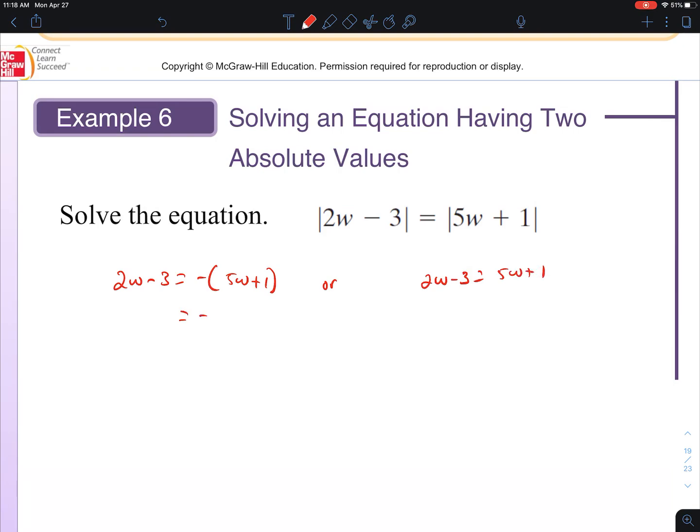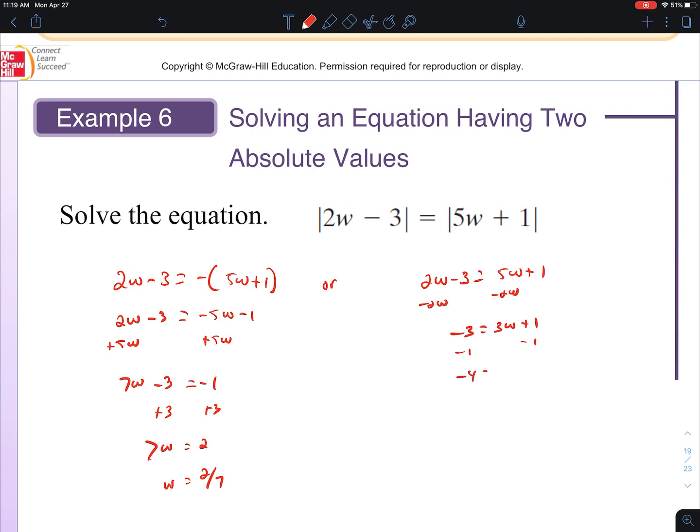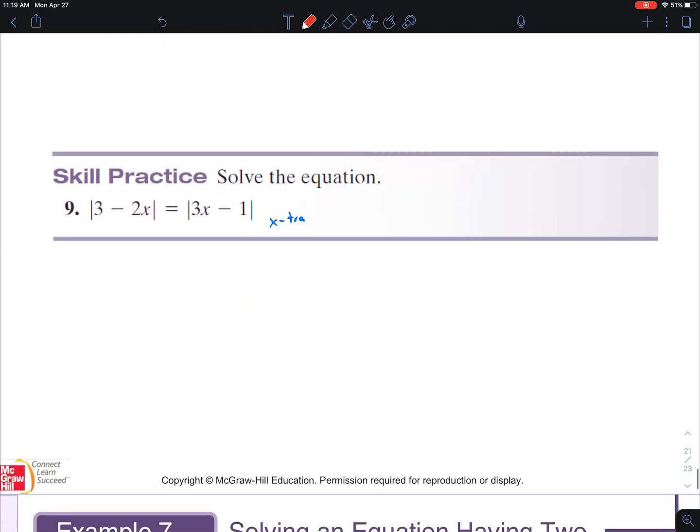So what I'm going to do here is distribute the negative. I'm going to add 5w to both sides. So it's going to be 7w minus 3 is equal to negative 1. I'm going to add the 3. And then I'm going to divide. Here, I'm going to subtract the 2w. So this is going to be 3w plus 1. Subtract the 1, which is going to be negative 4. And then w is going to be equal to negative 4 over 3. So negative 4/3 and 2/7 is the solution to this one. That one's extra for you guys.